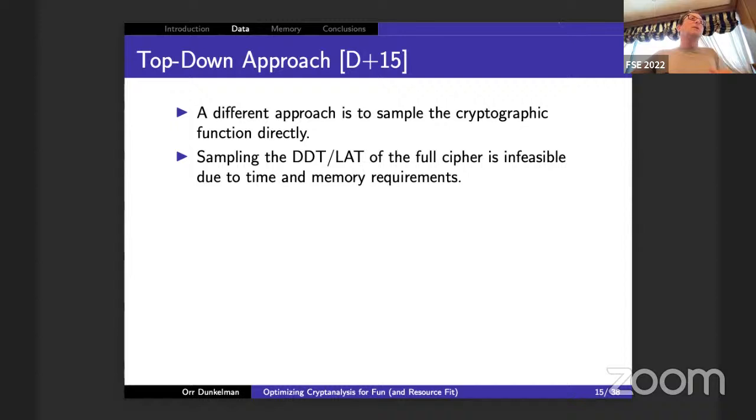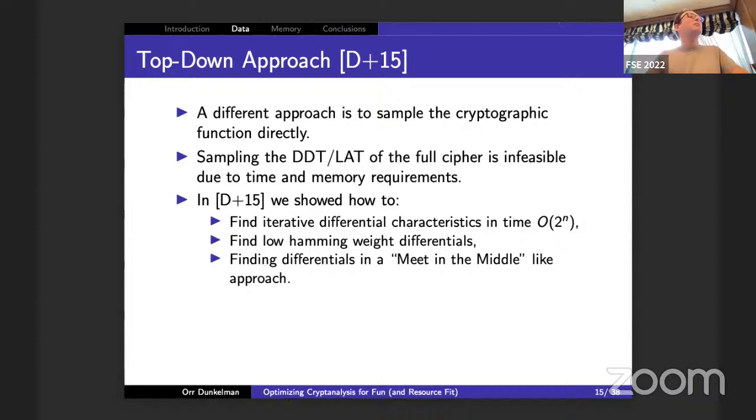And instead of trying to find the best characteristic, let's just sample the difference distribution table or the linear approximation table and hope that good things will come out. So actually, the paper discusses mostly difference distribution tables, but some of the ideas may be applicable to linear approximation tables. So what we did, first of all, we showed how to find iterative differential characteristics in time of order 2 to the n, then finding low Hamming weight differentials, and then finding differentials in a sort of meet-in-the-middle approach. And this is experimentally finding differentials or differential characteristics, depending on which of the three contributions.